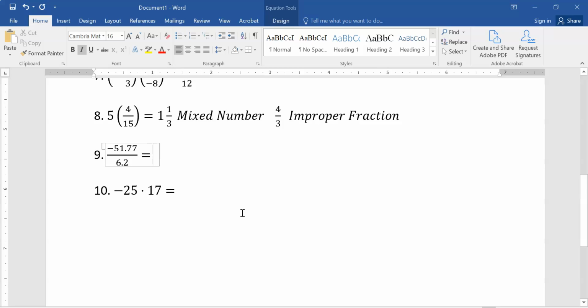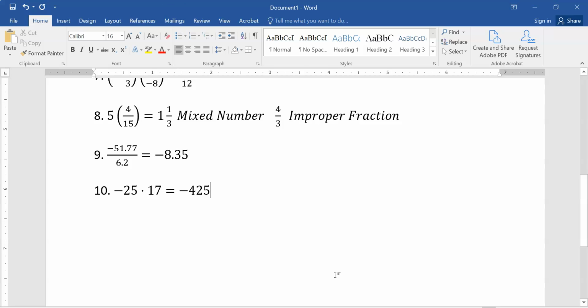Let's look at number 9 here. Negative 51.77 divided by 6.2 gives me a negative 8.35. And since this started as a decimal, I'll leave my answer as a decimal. Again, check Moodle for what types of answers you should give. Negative 25 times a positive 17, that's going to be a negative number, so negative 425. And that's all of the cooperative group problems.